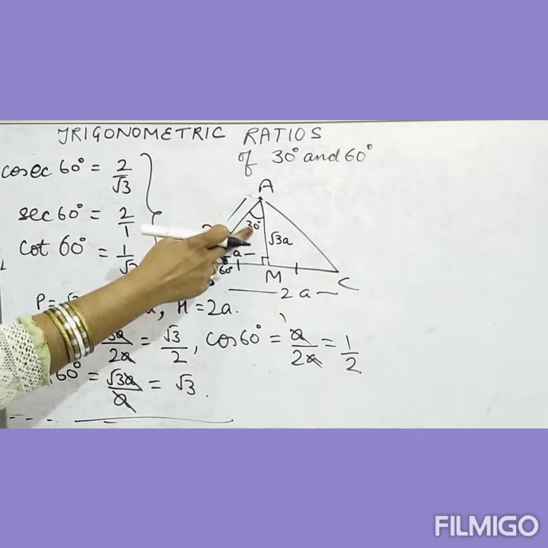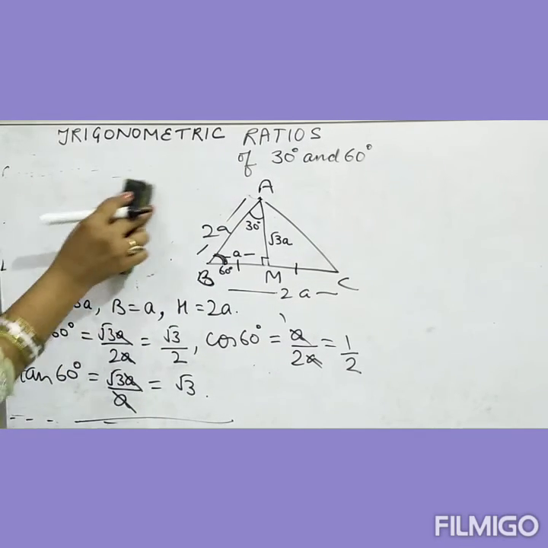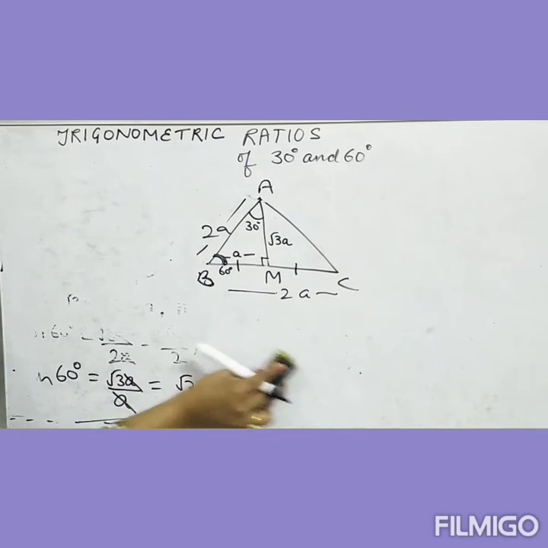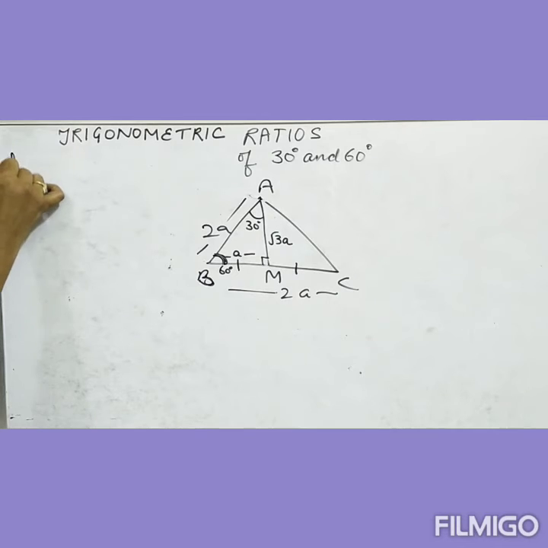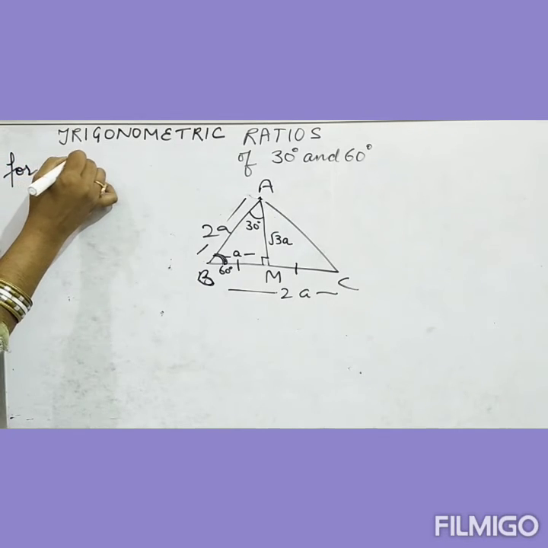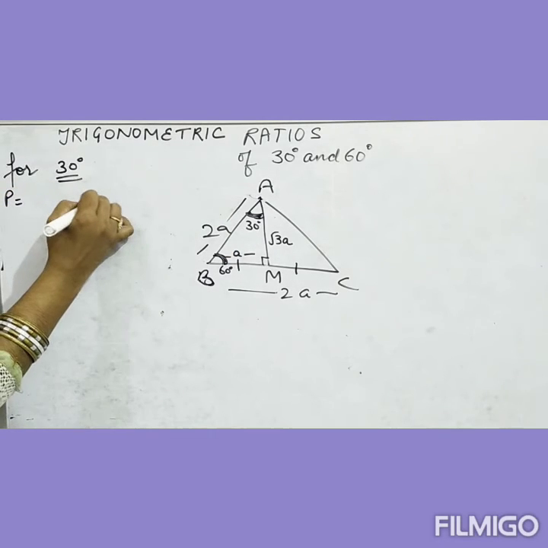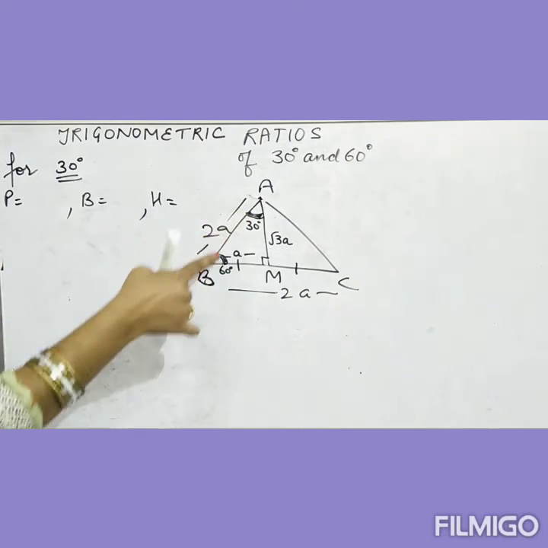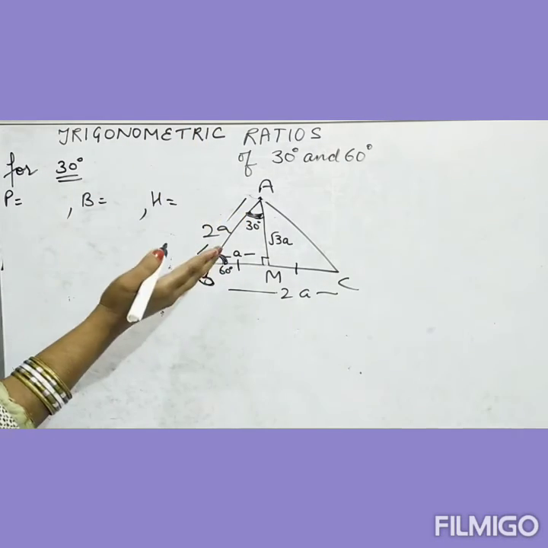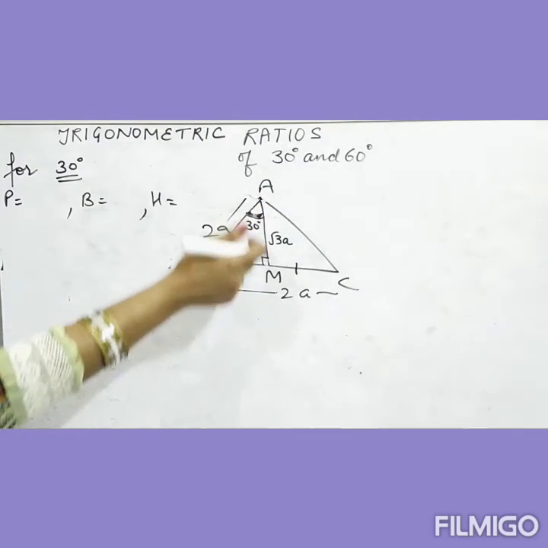Similarly, from this triangle we can get the values of 30 degree. I'm just showing you one or two values, and rest of the values you can find out in the same way. Okay, so for 30 degree we have to write it again. For 30 degree means for this angle, what will be the values of P, B and H? I told you in my earlier videos that according to this angle, the base and perpendicular will change. So if I'm taking this angle, this must be the base, means AM.